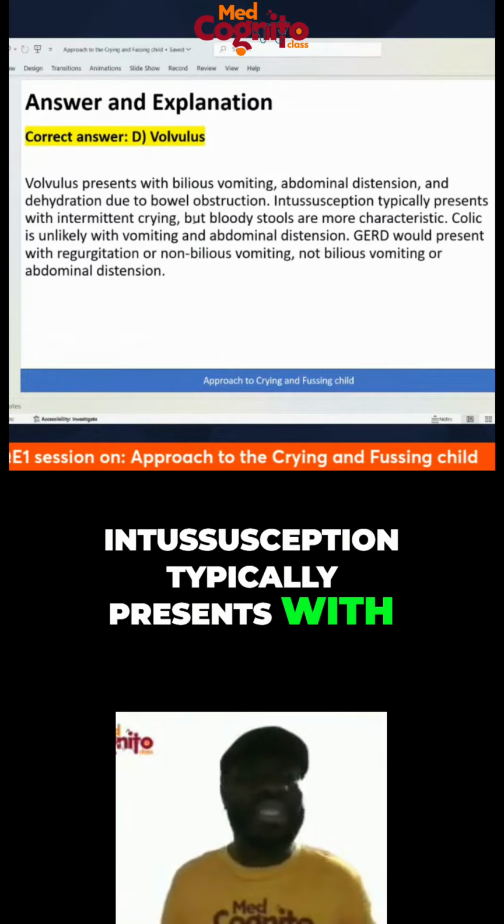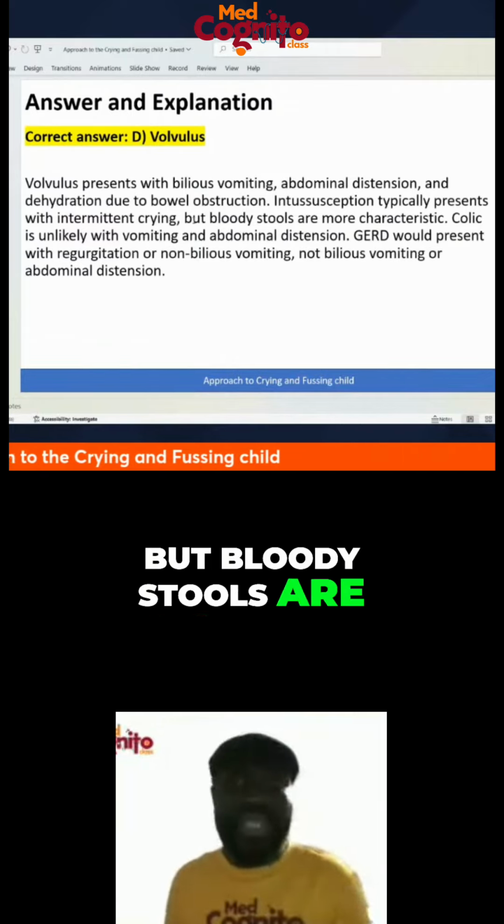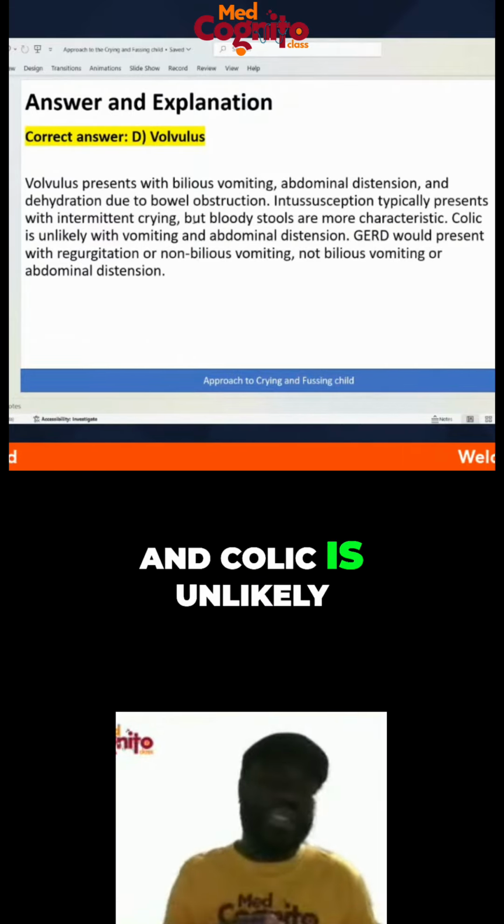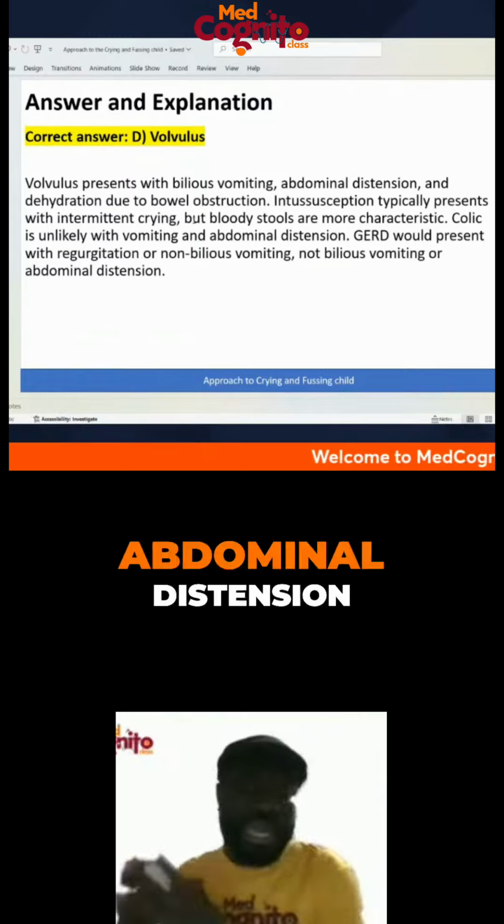Intussusception typically presents with intermittent crying, but bloody stools are more characteristic, and colic is unlikely with vomiting, abdominal distension.